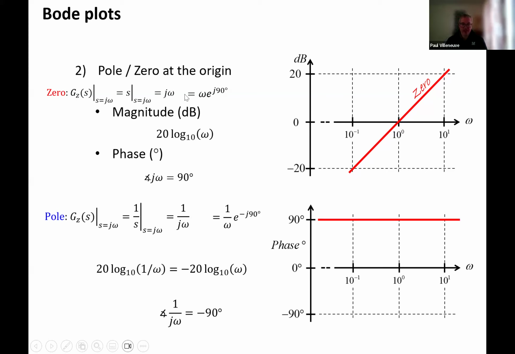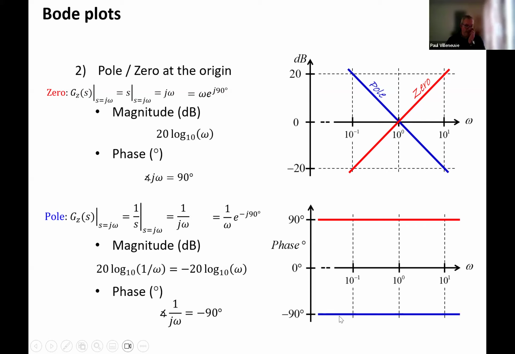Then we look at the phase. It's just e to the j90, so it's always going to be positive 90 degrees. Now we do the case for a zero. The zero contributes because we're subtracting the log, so it's going to go down at 20 dB per decade. Again, it crosses the 0 axis at 1 radian per second, not 1 hertz, but 1 radian per second. For the phase shift, no matter what, it's always going to be minus 90 degrees.